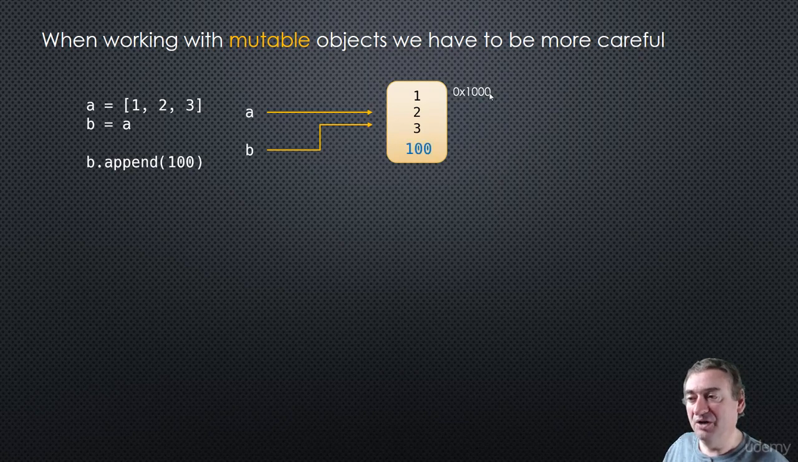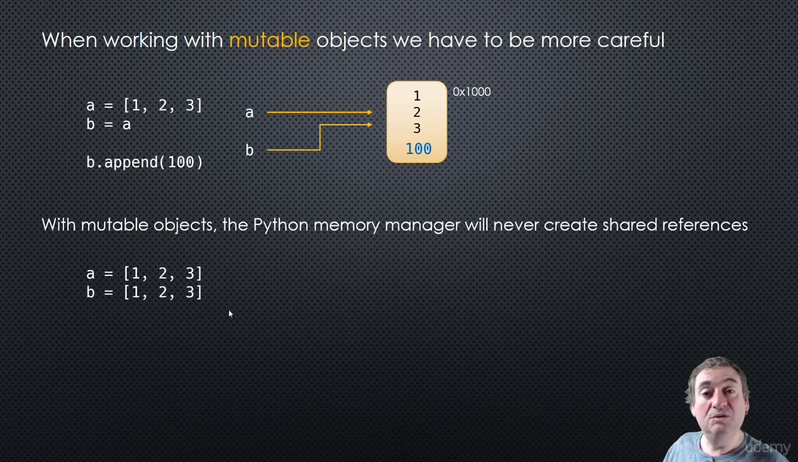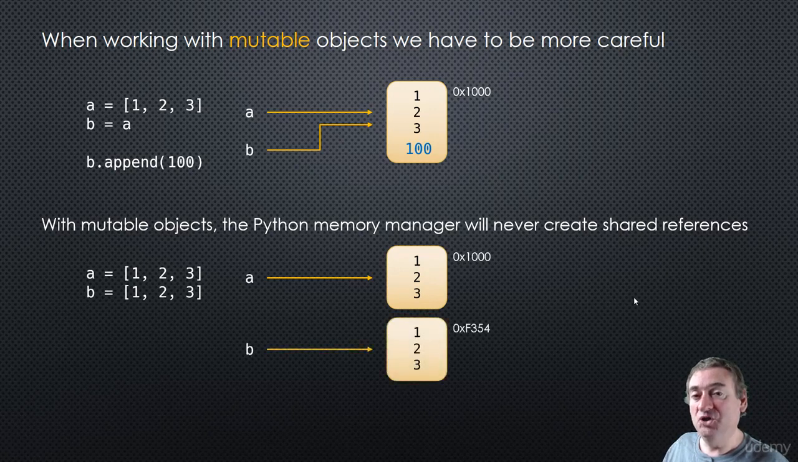So once we've modified the state of that object, well, then a, as a developer we think of a as just a list, right? Then its value has changed as well. Why? Because it's pointing to the same object in memory. So with mutable objects, the Python memory manager will never create shared references, because that would not be safe to do. So if we write a equals 1, 2, 3 and b equals 1, 2, 3, then we are going to end up with two different objects in memory.